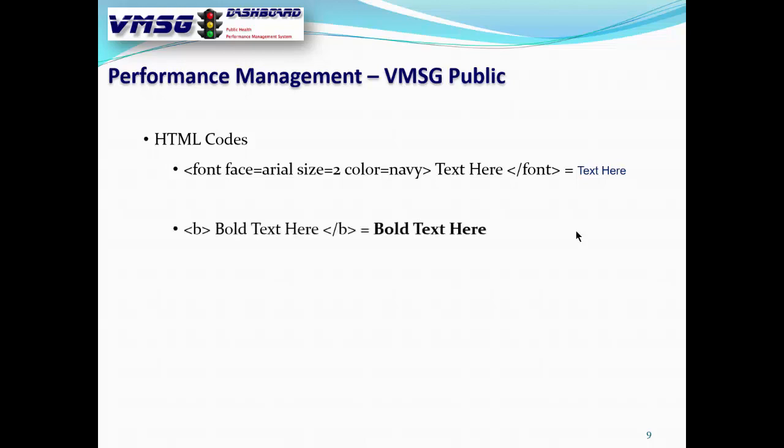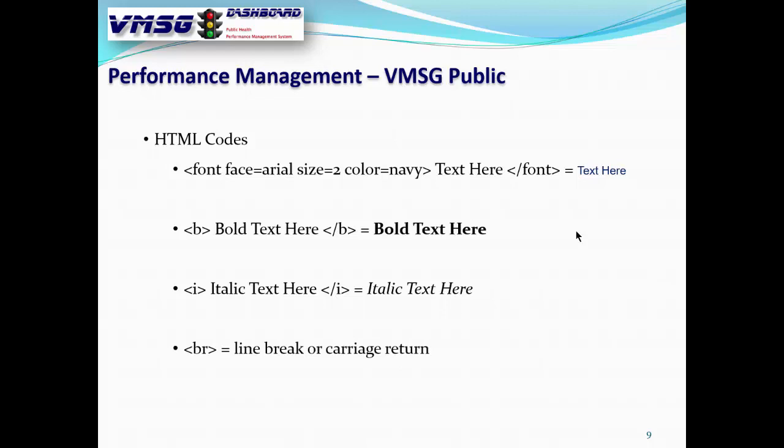Some of the other things you'll see is bold. You've got a B in the little brackets, bold text here, and then a closing B. So it's going to end up looking like bold text, obviously. Italics as well. I can put an I and a slash I around italic text here, and you see that it looks like italic text. And this one is a little bit unique. The BR, or line break, is just a carriage return you can insert. You can put several in a row if you want multiple spaces, but you'll also notice it doesn't have an end tag. It's just a line break. So I just use the BR. Those are the most common HTML codes you use.